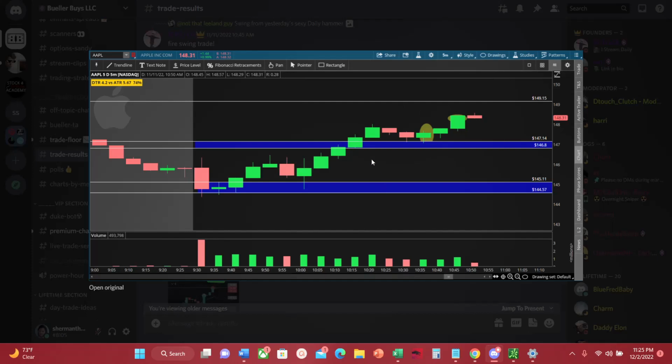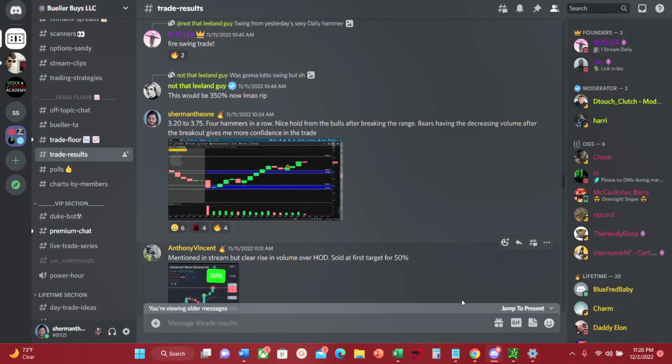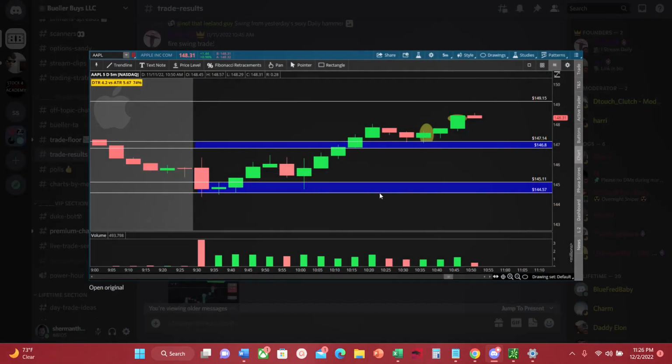Really easy, and you get the retest. That's what I'm looking for. I'm looking for a break above with volume, it goes back down, and I see it's already ready to bounce. Get in on that candle, boom, get into the next one. Easy trade. And it went down right after too. I remember that. Bears having decreasing volume after the breakout gives me more confidence in the trade. That decreasing volume coming right here, going down.